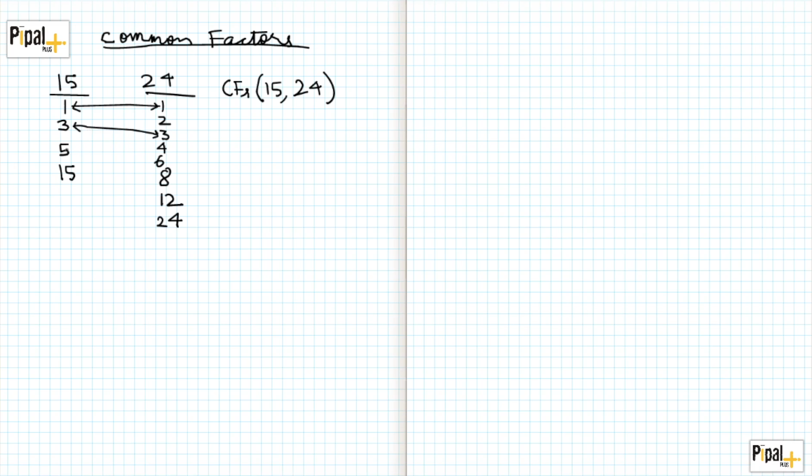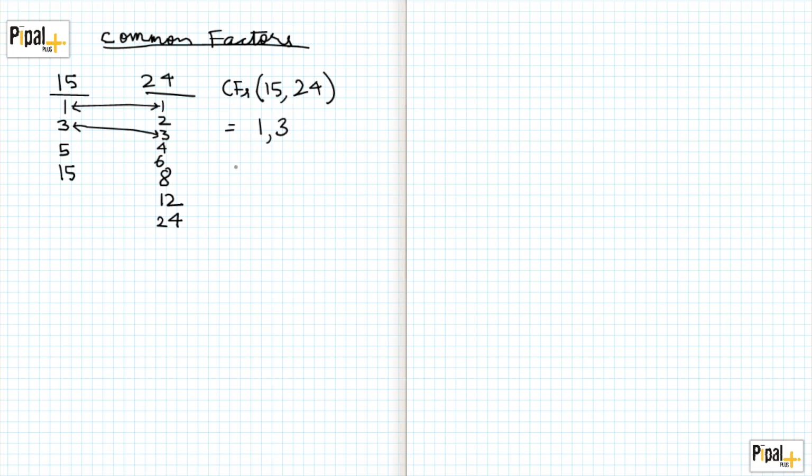How about 5? Not here. 4 not here. 15 not here. 6, 8, 12 and 24 not here. So the common factors of 15 and 24 are 1 and 3. That's it, right? So these are all the common factors.